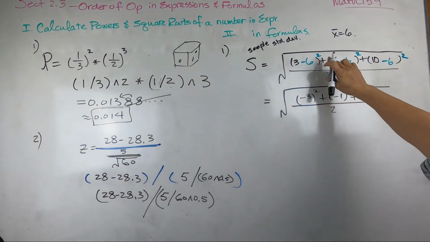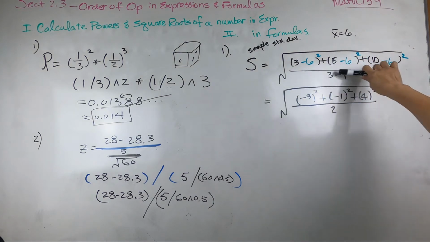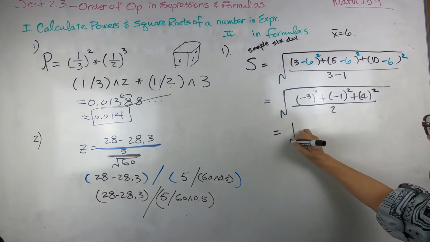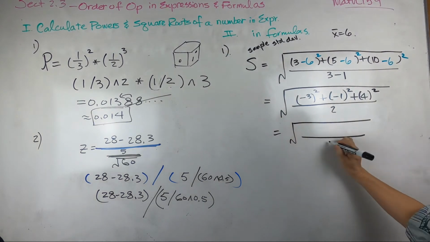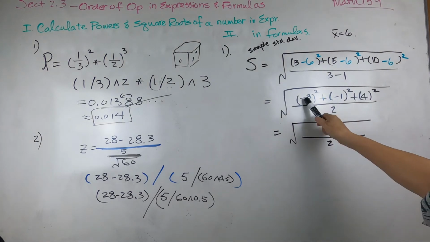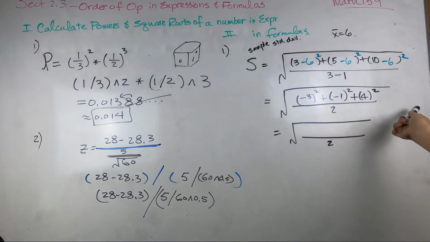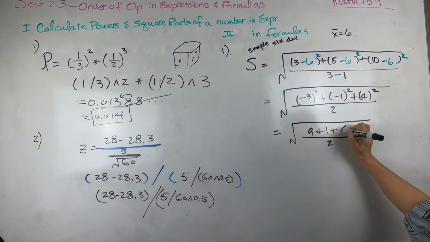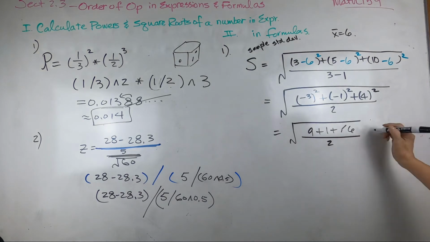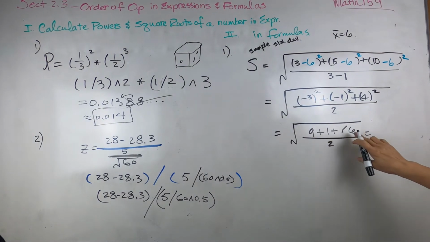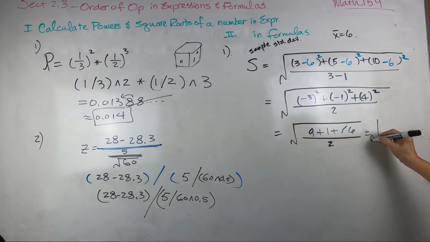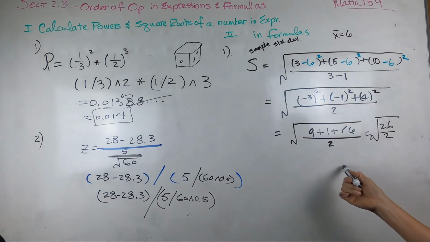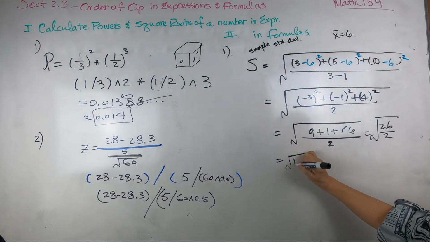Then take the square. If you want to simplify this, you have to do it separately by group, and after that you do it individually. Take the power first before you can add them. You will have 9 plus 1 plus 16. Then you add them together, that is 26. 26 over 2, then you divide, so that would be 13.